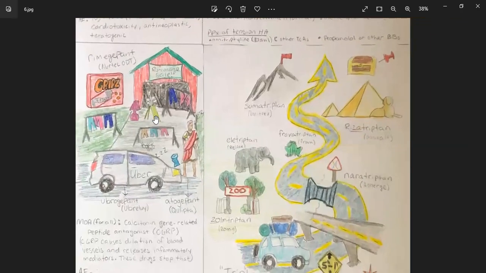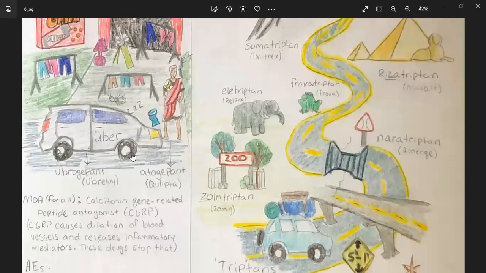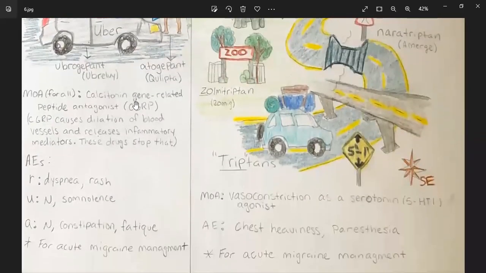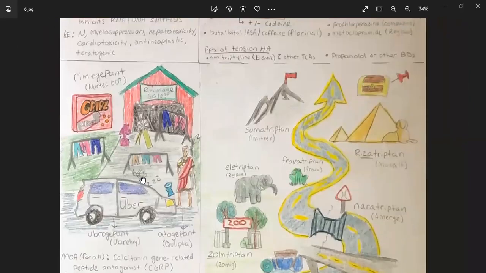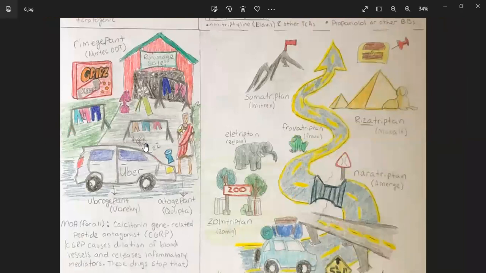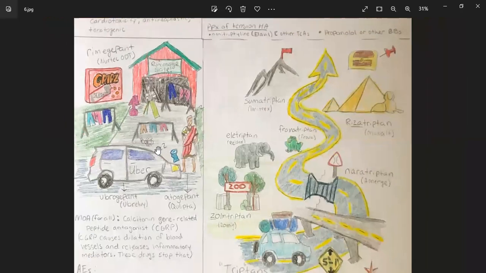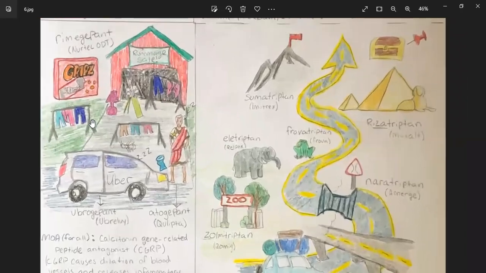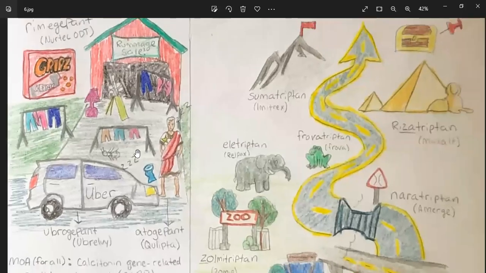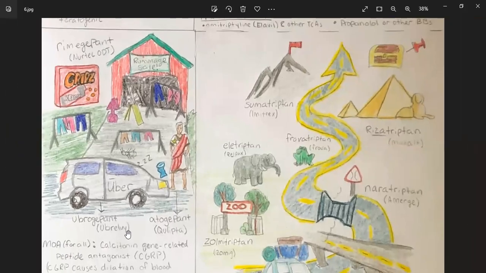Over here on the left, these are also for acute migraine management, but they're a different class. And so there's 3 drugs here. Let me first explain what's going on in this picture. So this person took an Uber to a rummage sale where they were selling lots of pants. They were selling lots of pants, and that's because they all end in pant.